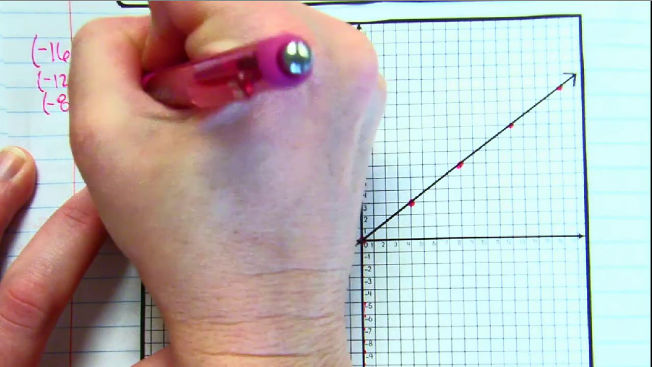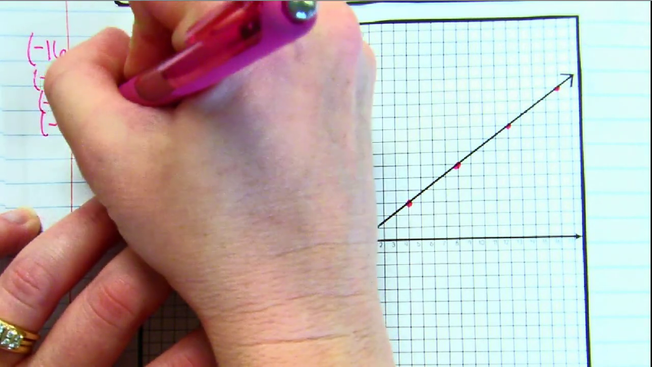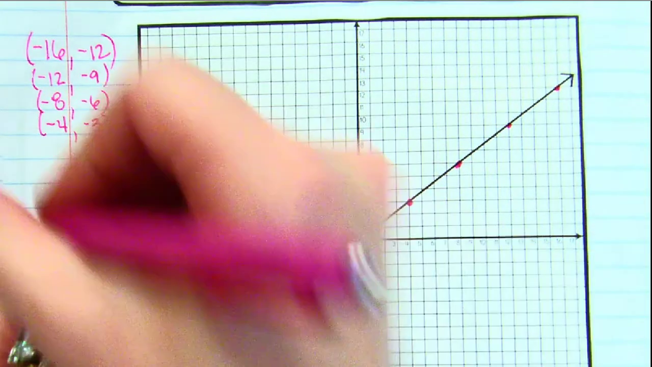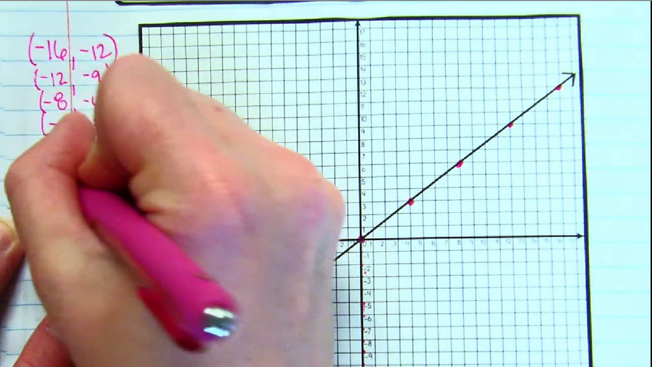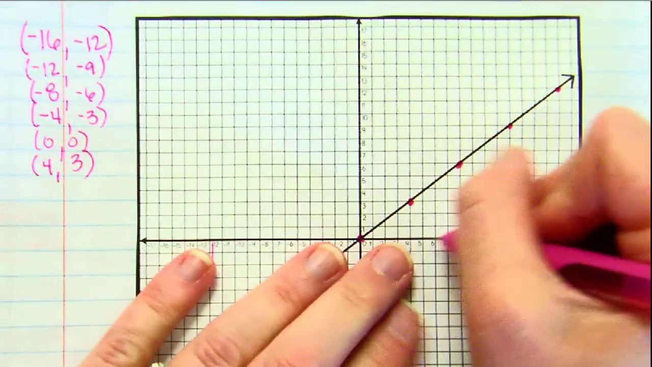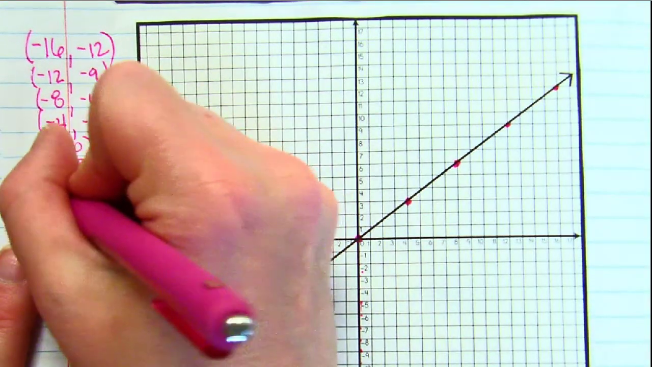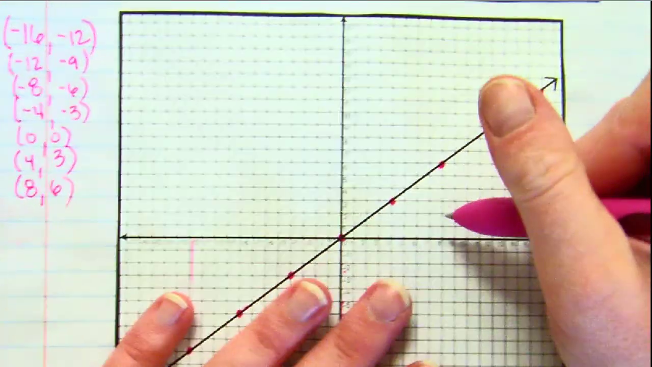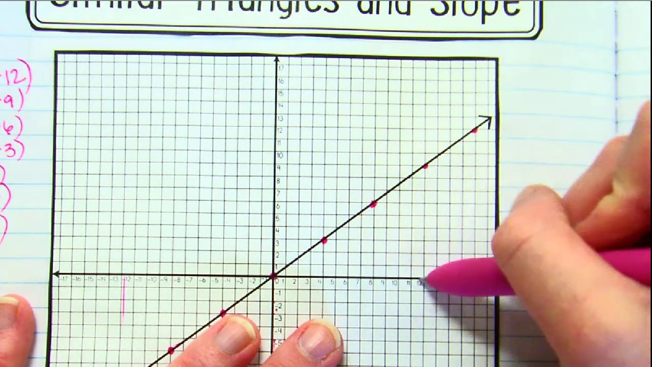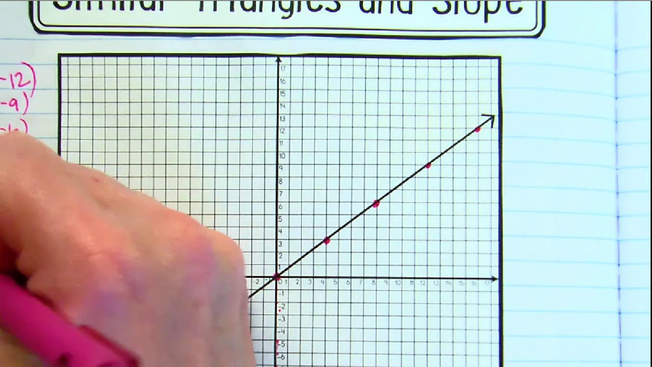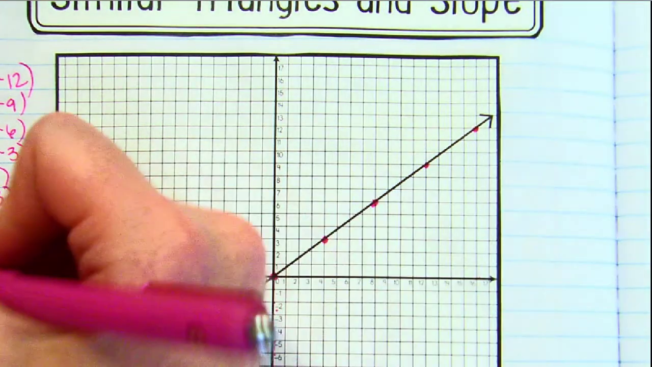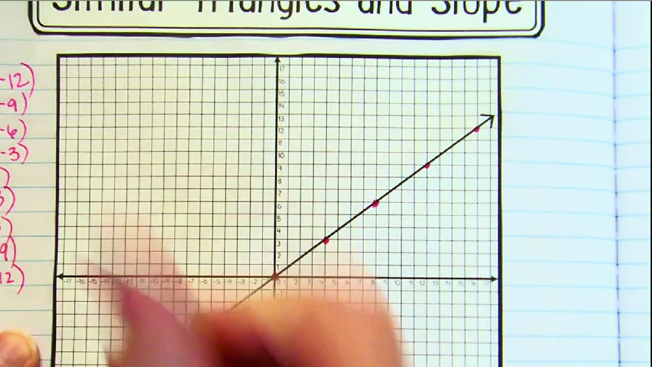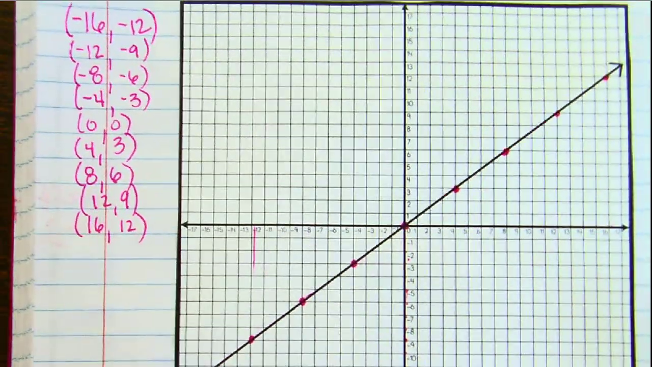I'm just naming the points where any of these would be ones that you could use. Negative 8, negative 6, negative 4, negative 3, 0, 0, 4 and 3, 8 and 6, 12 and 9, 16 and 12. Okay, so I've named all the points that I can name that have whole number ordered pairs.